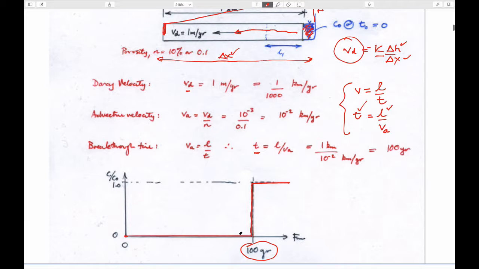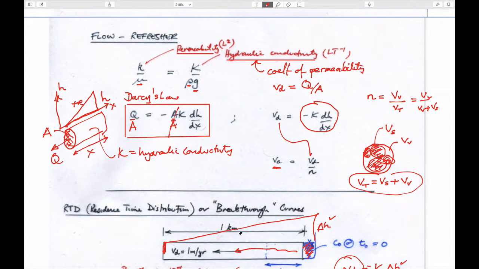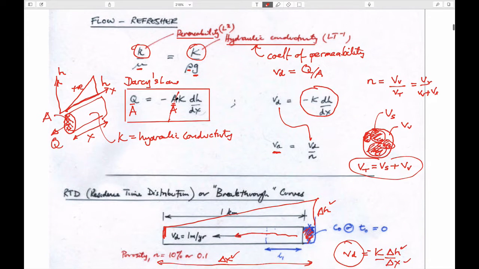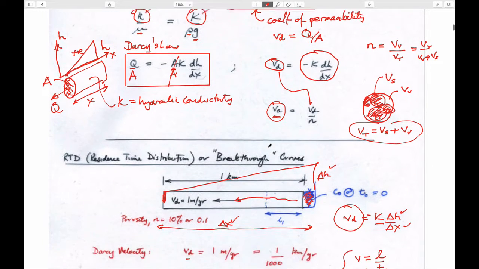Okay? So remember Darcy's law. Remember the difference between permeability and hydraulic conductivity, how you convert between them, and also the importance of understanding the difference between Darcy velocity and advective velocity, because they're key differences.